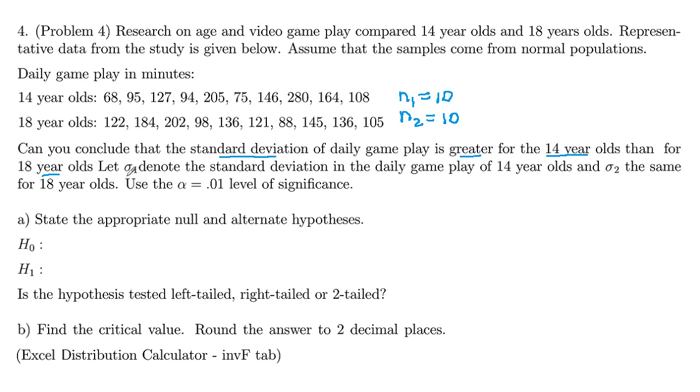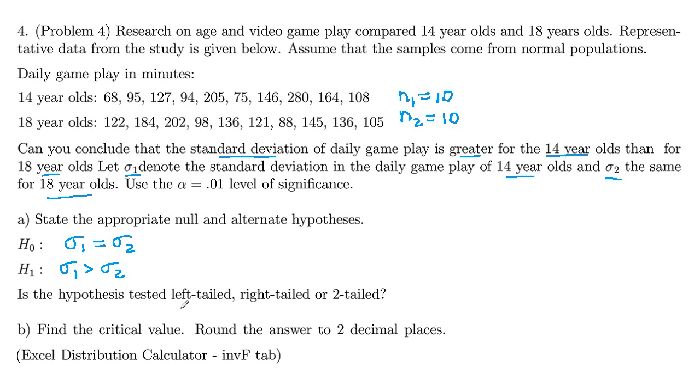We're going to let sigma 1 denote standard deviation of gameplay for 14-year-olds and sigma 2 the same for 18-year-olds. So we're asking, is sigma 1 greater than sigma 2? That's going to be our alternative hypothesis. So sigma 1 greater than sigma 2. And then the null hypothesis, if that doesn't happen, is we're just going to assume that they're the same. Sigma 1 equals sigma 2.